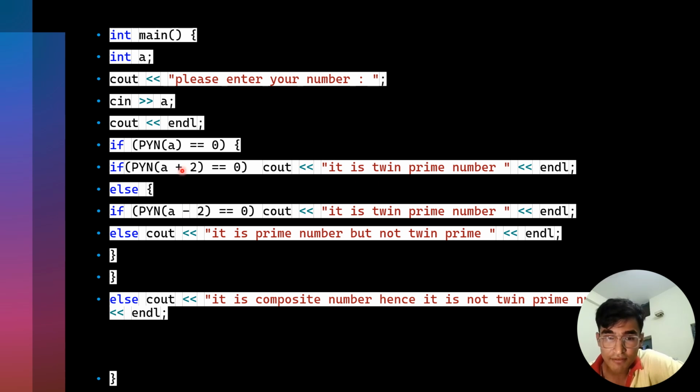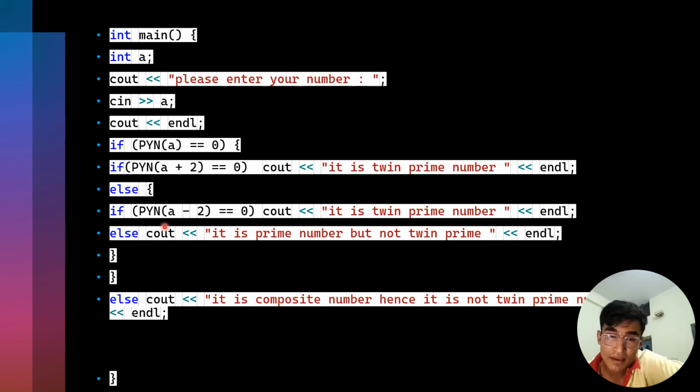If pyn of a plus 2 is not equal to 0, that means a plus 2 is a composite number. Then we will go for a minus 2, to see whether a minus 2 is a prime number or not. So if pyn of a minus 2 is equal to 0, that means a minus 2 and a now will form the twin prime pair. So it is a twin prime number.